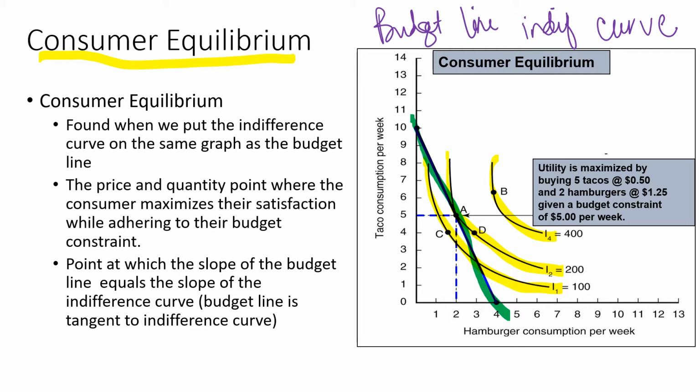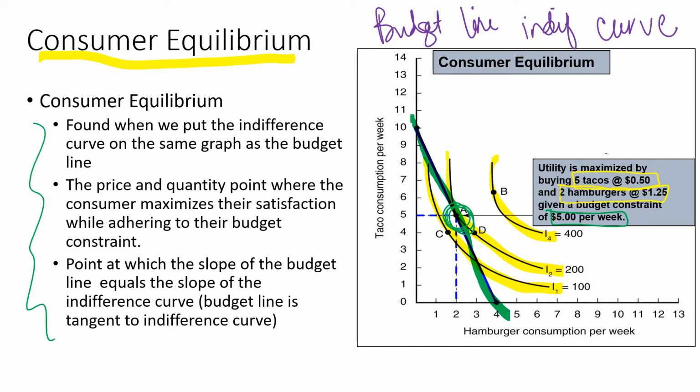Similar to what we needed in the previous chapter for the budget line, we are given a price for two goods. So we're given the price for tacos and the price for hamburgers, and we are given a budget. Okay, so given this budget and these two prices, we can say that the consumer equilibrium is at the point where the budget line runs tangent to an indifference curve or meets an indifference curve.